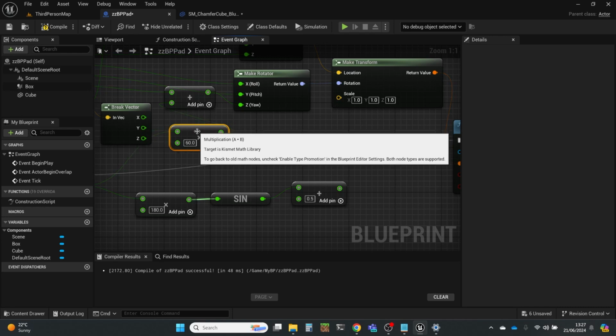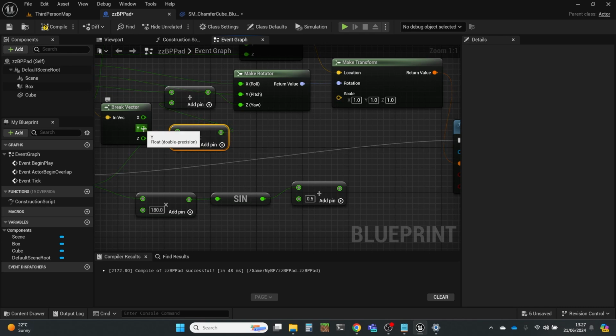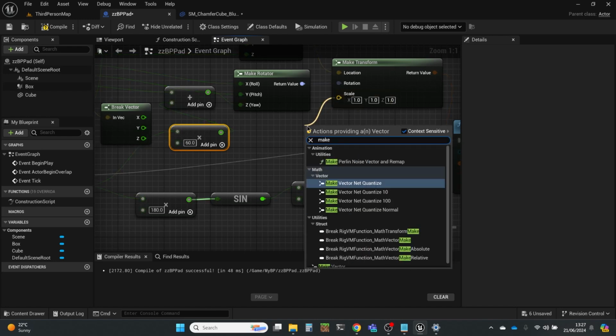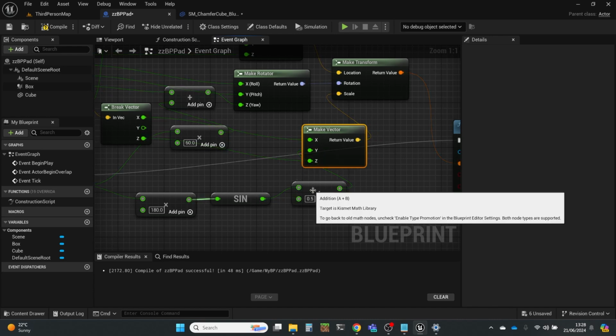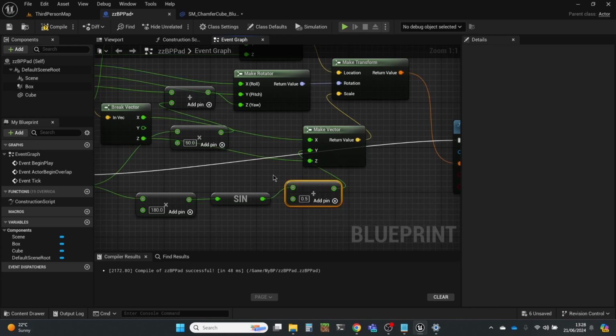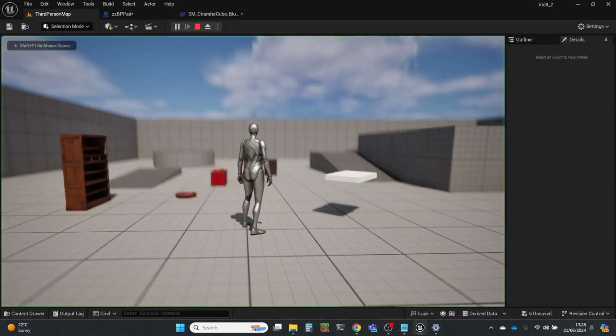And which way am I going to make it pulse? I'm going to use the Y for this. So I'm going to make vector. Now I'm going to keep the X and the Z static. I'm not going to add it to the Y because the Y is actually constant because these are all one. And what I'm going to do is this sine wave is going to make it vary between 0.5 and 1.5 over a 2 second period of time. That's the theory.